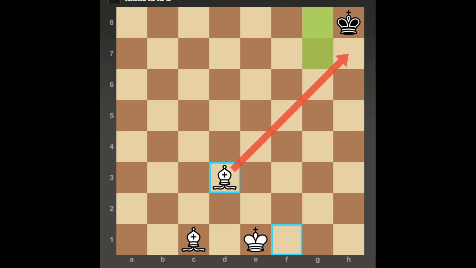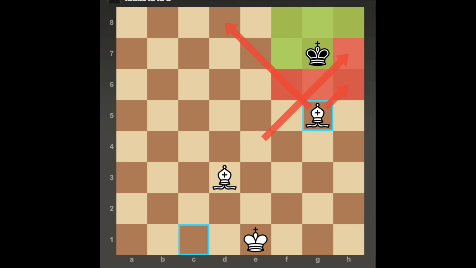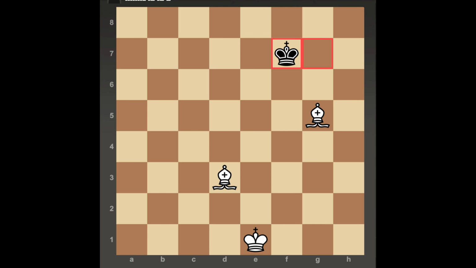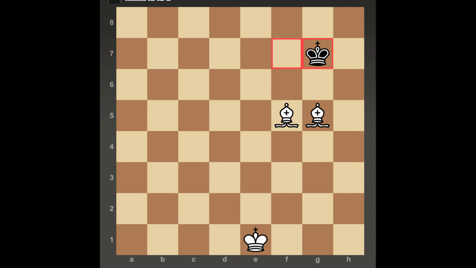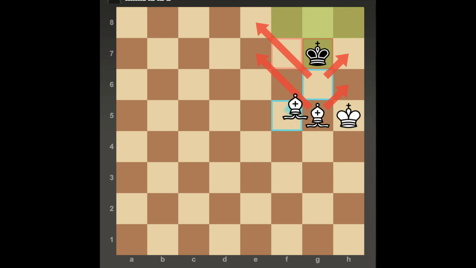Restricted the squares. Again restricted the squares. Now the king is limited to a particular area, a top right section of the board. So now we can push it again, bring our king. Okay. So now this bishop can be protected.